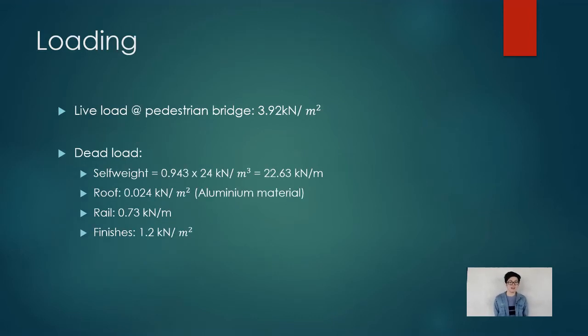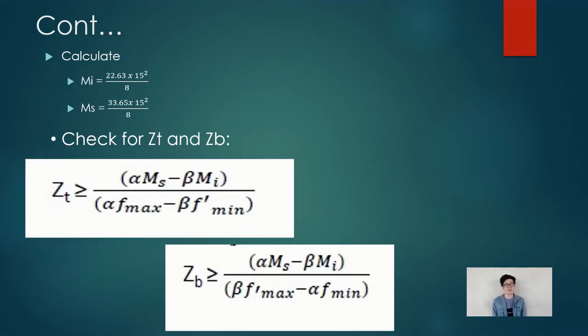millimeter to the power of 4. Then for the loading, according to the standard, the live load is 3.92 kN per square meter, and we can assume our own dead load: the self weight of the box girder, the roof, which we assume as aluminium material, the railings beside the bridge, and the finishes, which is 1.2 kN per square meter. After we have all the loading, we can calculate the MI and the MS. After that, we check our ZT and ZB using the equations provided below.